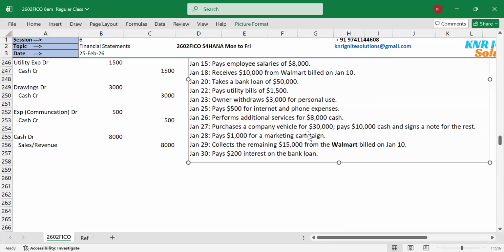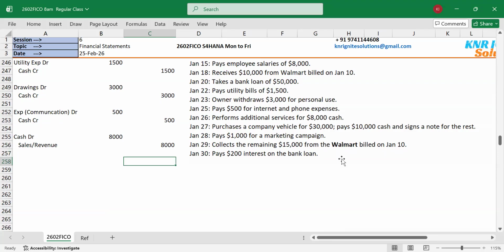The next transaction is that he purchases a company vehicle. He purchased a company vehicle for 30,000 and paid 10,000 cash and signed a note for the rest. 20,000 is pending, and the 10,000 is a down payment they made. Let's start by writing a journal entry first, then we can divide this into multiple parts.